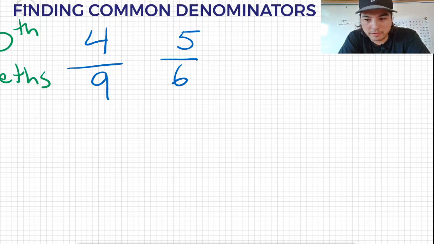4/9 and 5/6. So go ahead and list out or look at your 9s row in your multiplication table, and look at your 6s row in a multiplication table. Which numbers show up in both? Which numbers are in common between the multiples of 9 and the multiples of 6?